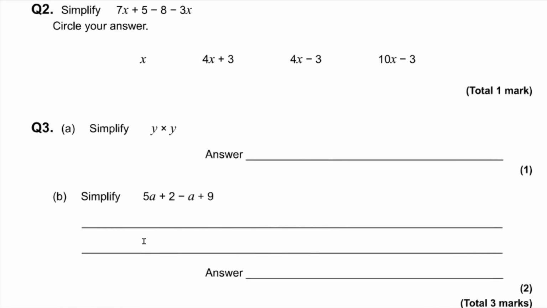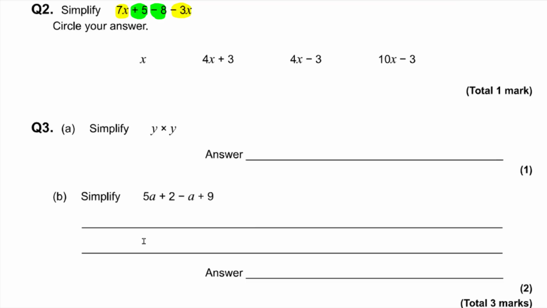Question 2, simplify 7x plus 5 minus 8 minus 3x. Okay, so here we're going to have to collect like terms together. I've got a term in x here, 7x, and I've got another term in x here, minus 3x. Now notice I'm including the sign in front of the term when I colour it. And I've got two number terms, haven't I? Plus 5 and minus 8.